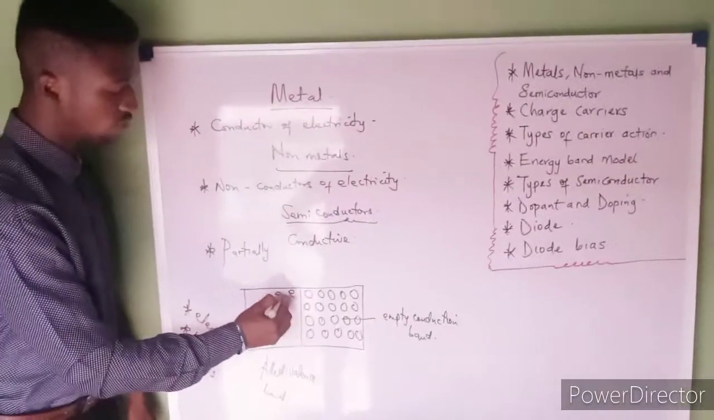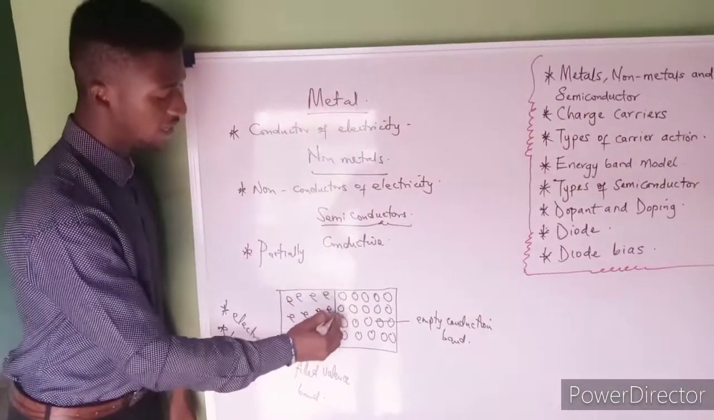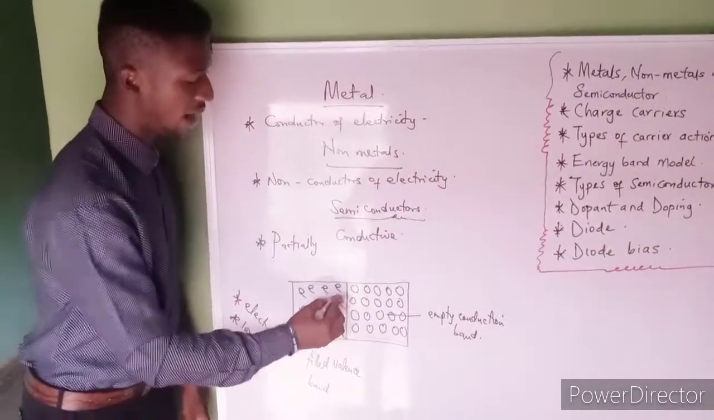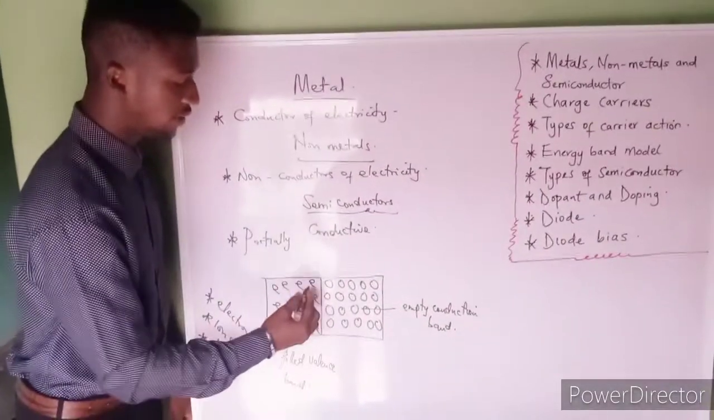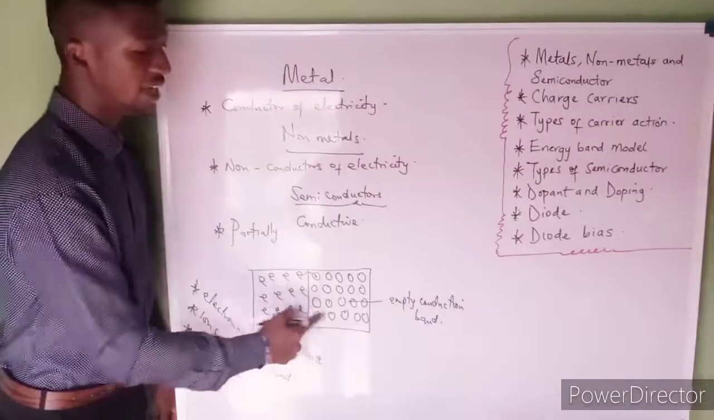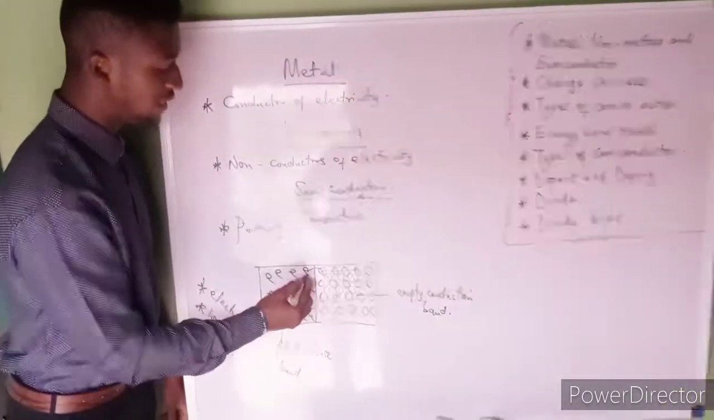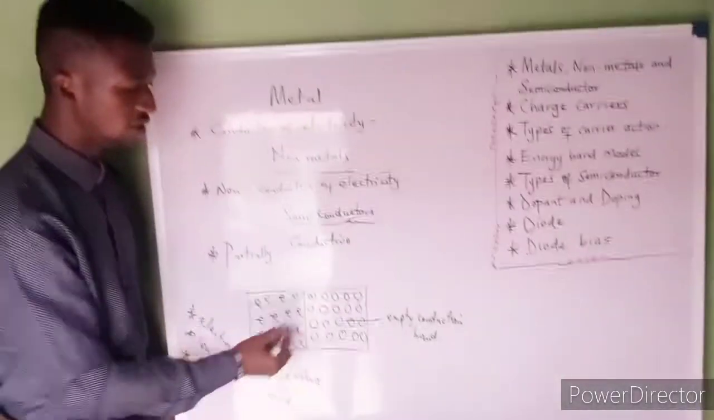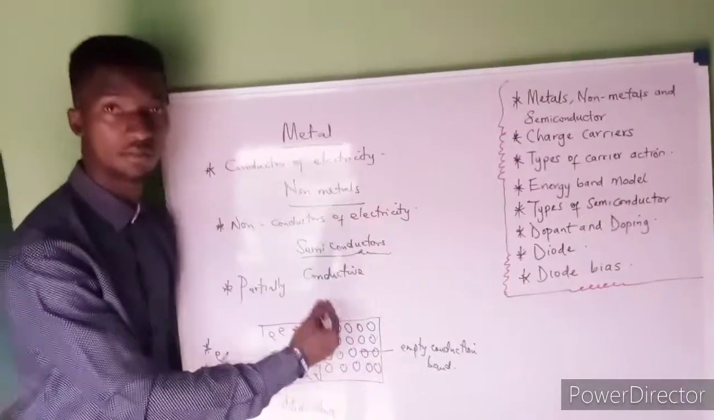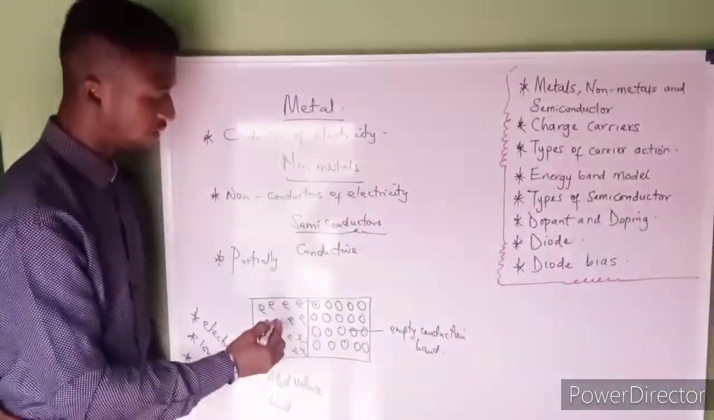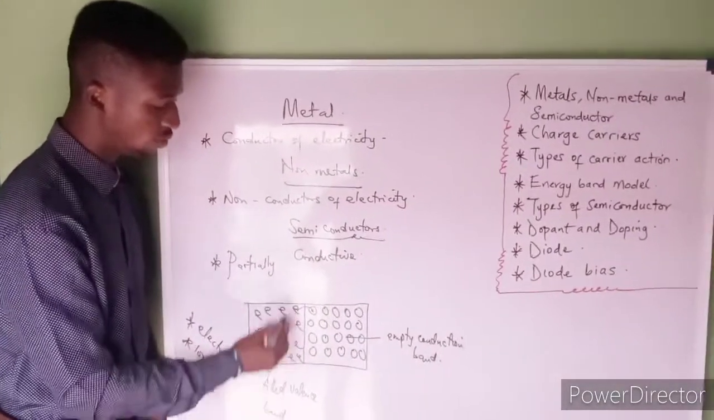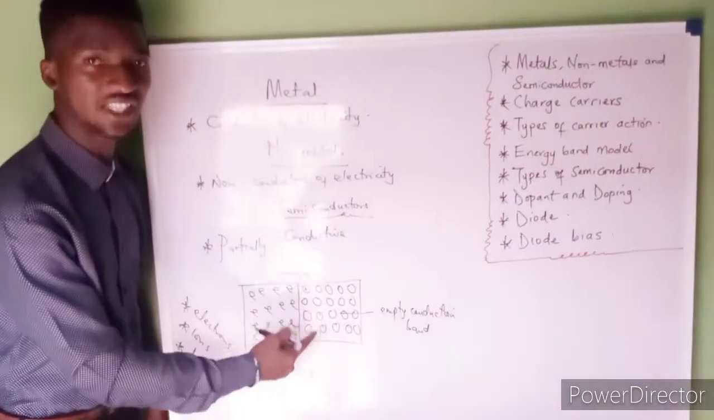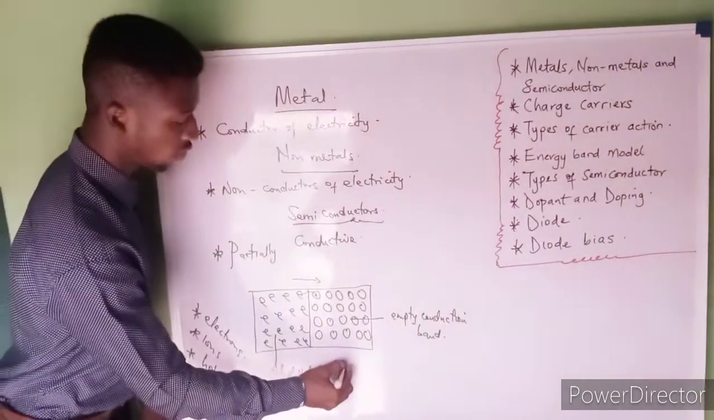So here I have electrons. These electrons occupy the filled valence electron band, and as a result of that, they can easily jump into the empty conduction band. When these electrons gain energy, they jump into the empty conduction band. And as a result of this, electric current can easily flow from one region to another through the charge carriers for metals.